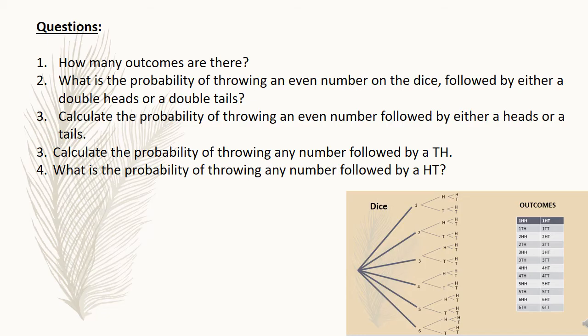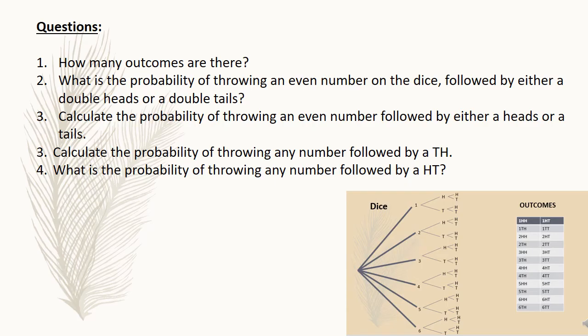And I want you to try and do these yourself, and then we will mark them tomorrow together. So question number 1 is: how many outcomes are there altogether? I think we already said there were 24. Question 2: what is the probability of throwing an even number on the dice followed by either a double heads or a double tail? So you need to go and look for all the even numbers like 2, 4, 6. Those are the only even numbers, followed by either a heads, heads or a tail, tail.